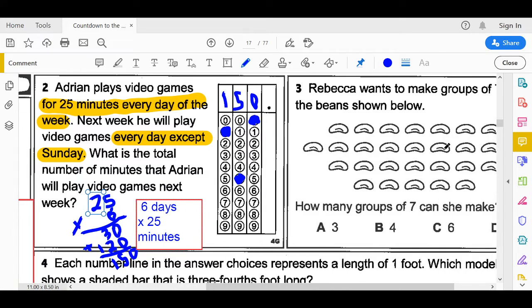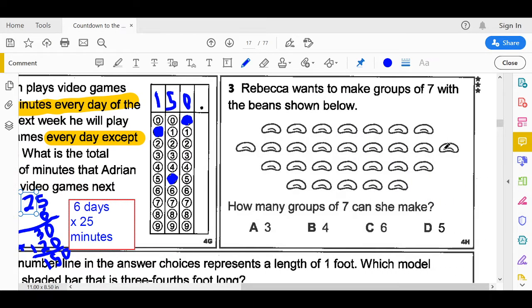It says Rebecca wants to make groups of 7. Let me just circle that information, or underline in this case. Make groups of 7 with the beans shown below. How many groups of 7 can she make? That is a question we have to answer.